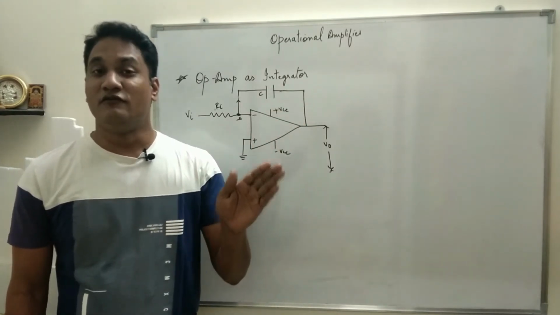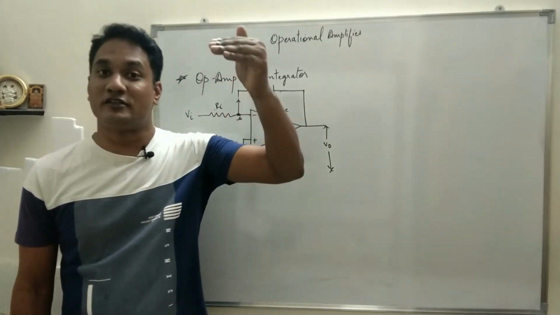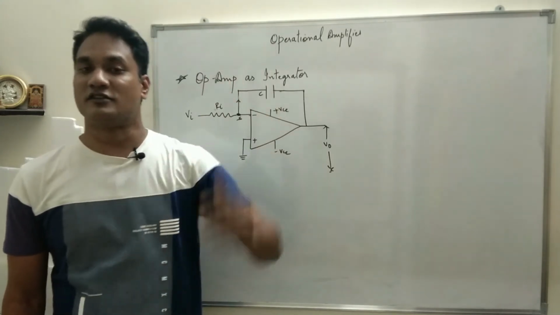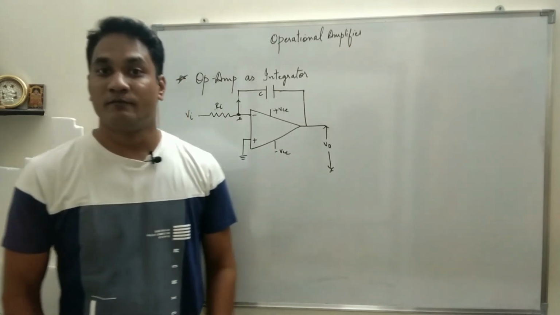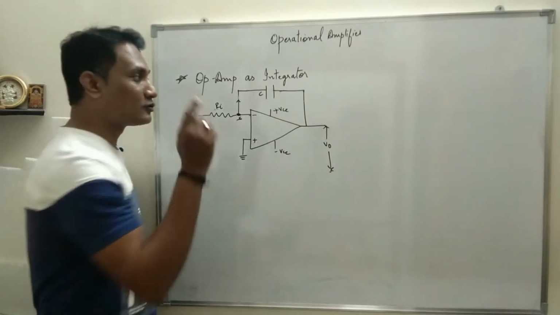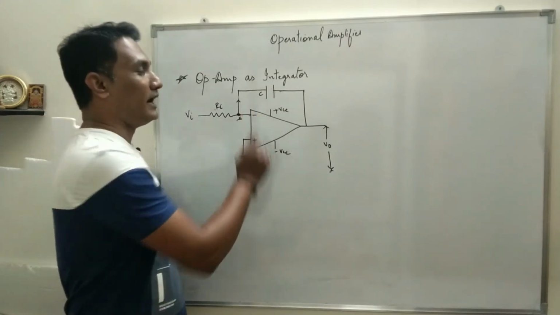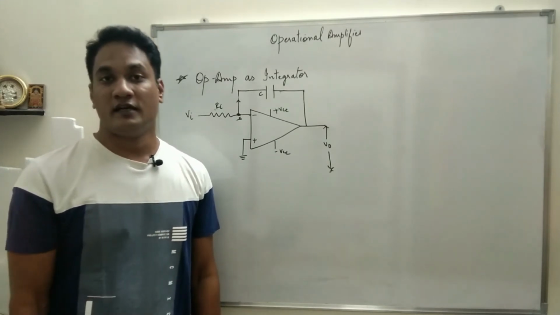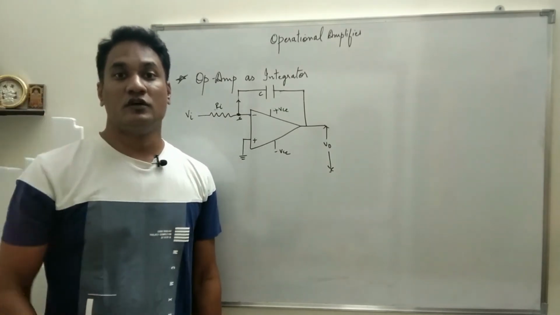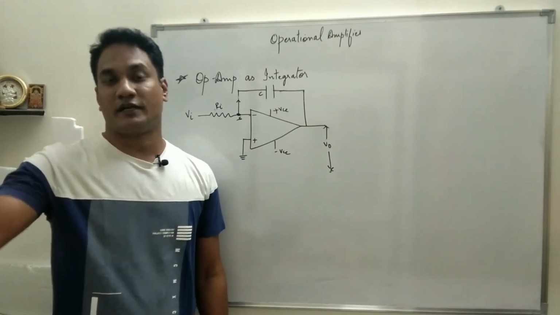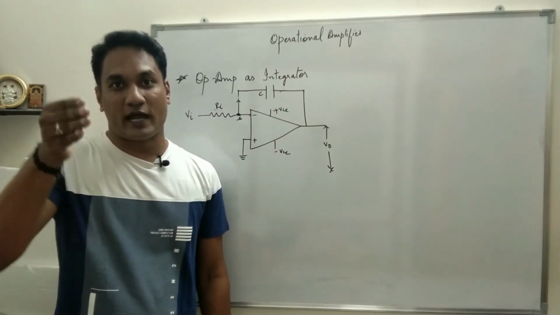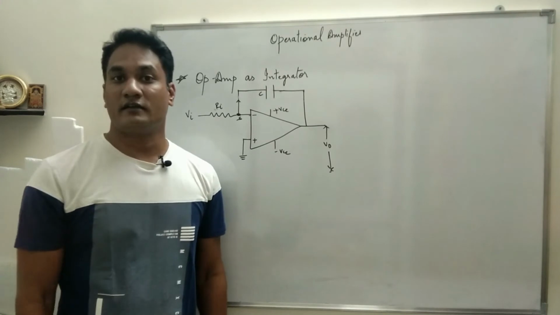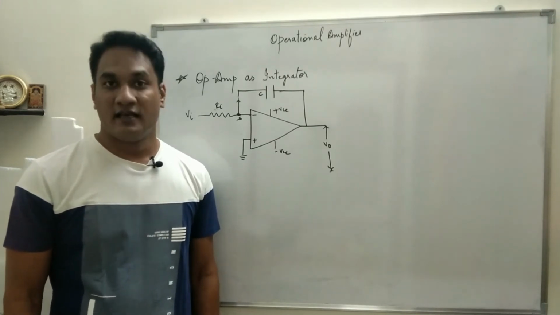But sometimes we need the output to change with respect to time. It should not reach the final value immediately. It should reach it with respect to time, so we need to have a time constant. We have to include a time component in the circuit. That's why we have replaced the feedback resistance by a capacitor. Now R and C form a time component, so the output will not change to the final value immediately. It will change with respect to time. It will keep on adding up small values and reach its final value over a period of time. That is why this circuit is called op amp as integrator.